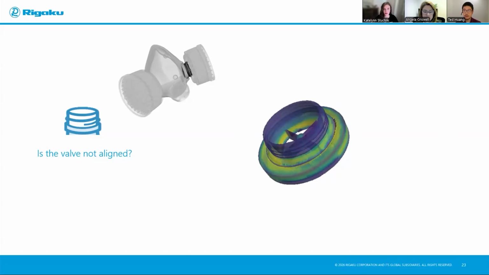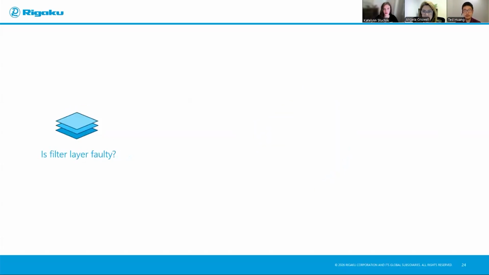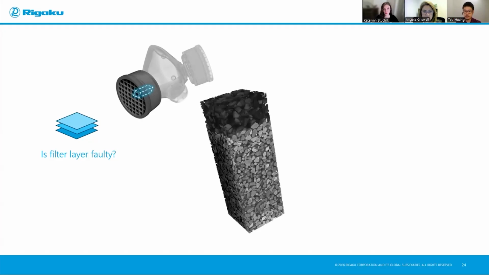Now, what about some other questions I was asking? What about the filter layer problem inside the filter can? So let's look at the filter can. In this case, I scan the filter can and let me show you the cropped area of the filter can inside, showing us how the layers are on top of each other.